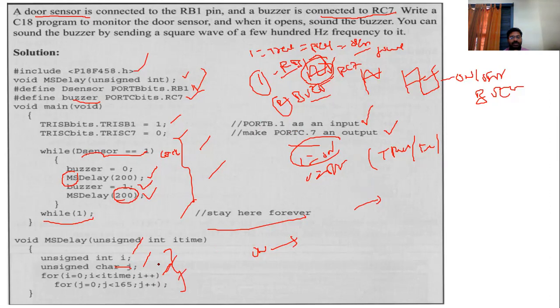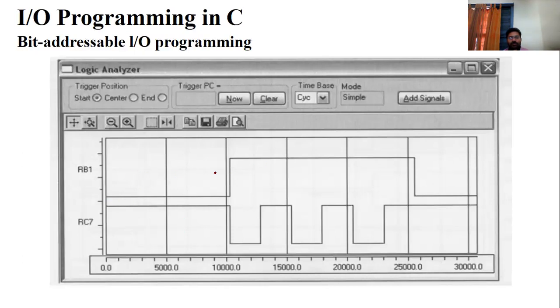The time they can give is 200 milliseconds. Here the value can be converted into some decimal value. So the RB1 value, and RB7, this is the on case. How much time are you keeping it on? 200 milliseconds. So what signal are you sending? A square wave signal.